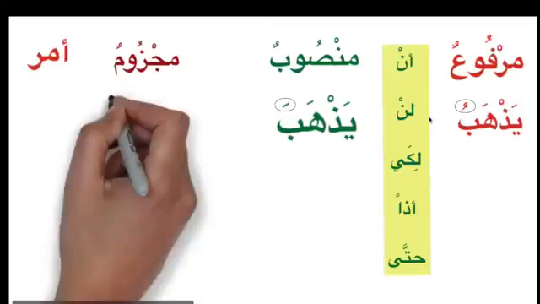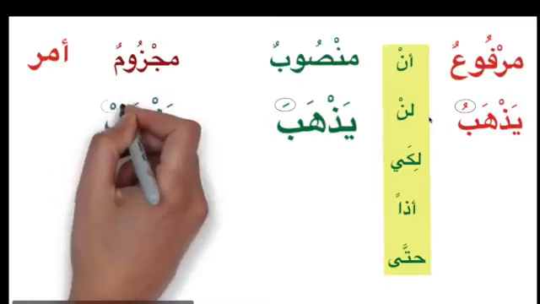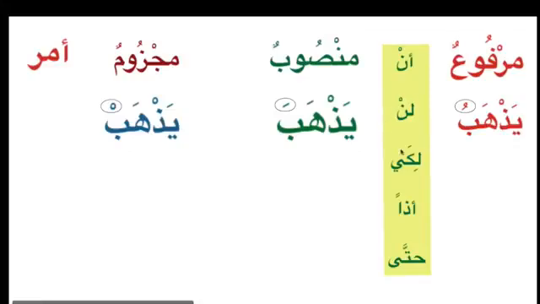If you go to majzum, the fi'l ends with the sukun. This is in the normal case where the fa'il is mustatir. So what are we seeing? Like the 5 in your pocket, what we say normally: yadhabu, tadhabu, tadhabu, adhabu, nadhabu. In those 5 where the fa'il is mustatir, we see these signs here: damma, fatha and sukun.